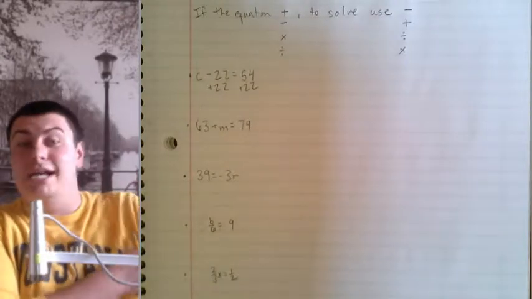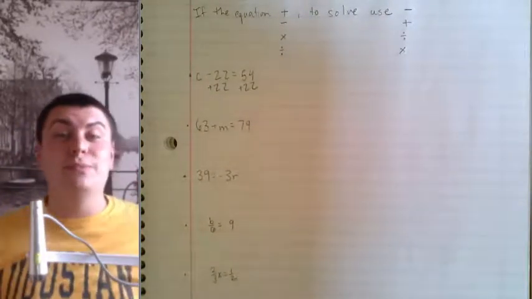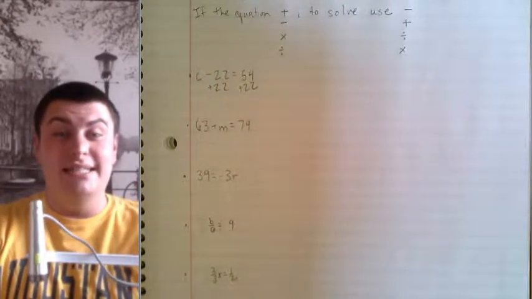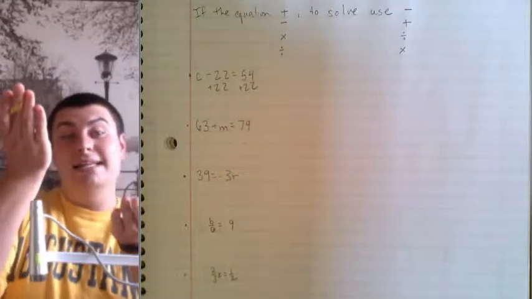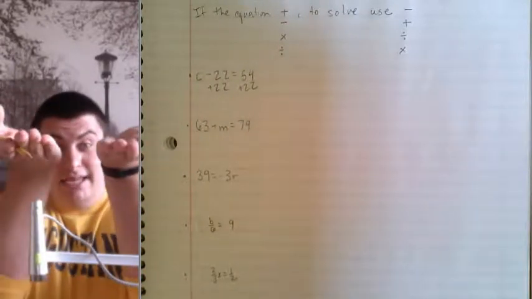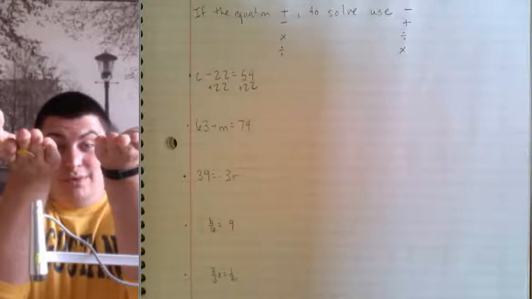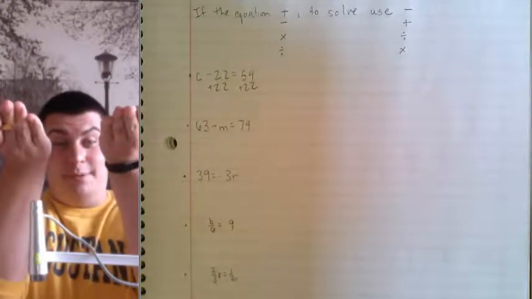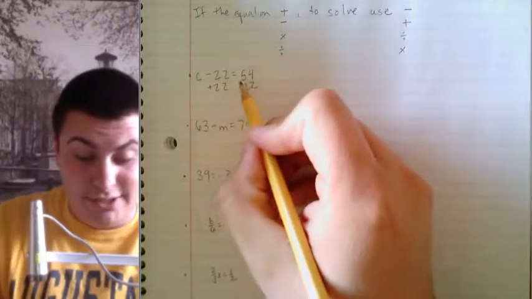If you add, subtract, multiply, divide anything to an equation, you must do it equally on each side. Think of these equal signs as like scales. If they start equal and you do something to one, you've got to do it to the other, or else our scale is going to go out of proportion, all right? So C minus 22 equals 54.